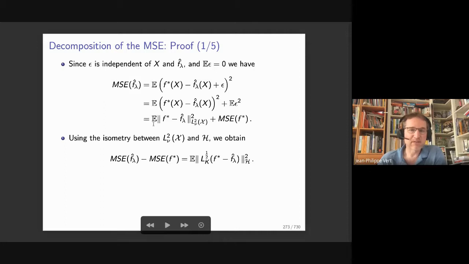And then what remains is the expectation of the squared L2 norm of f star minus f hat lambda. Right, so this is the important thing. This is where we should see the bias and variance pop out.